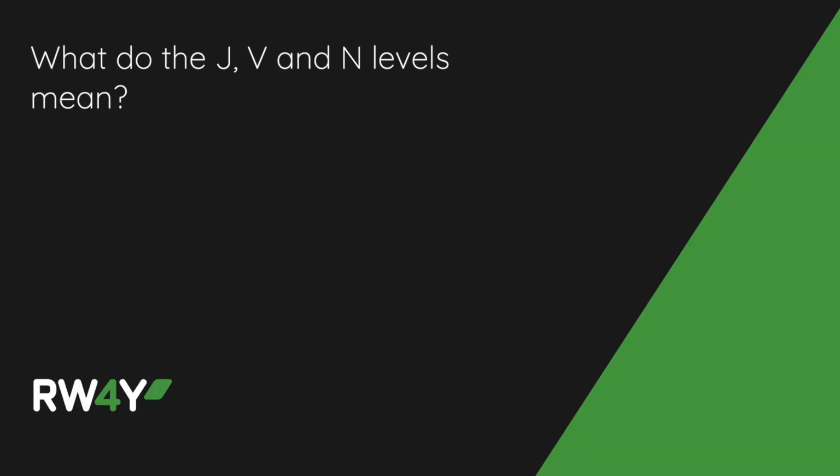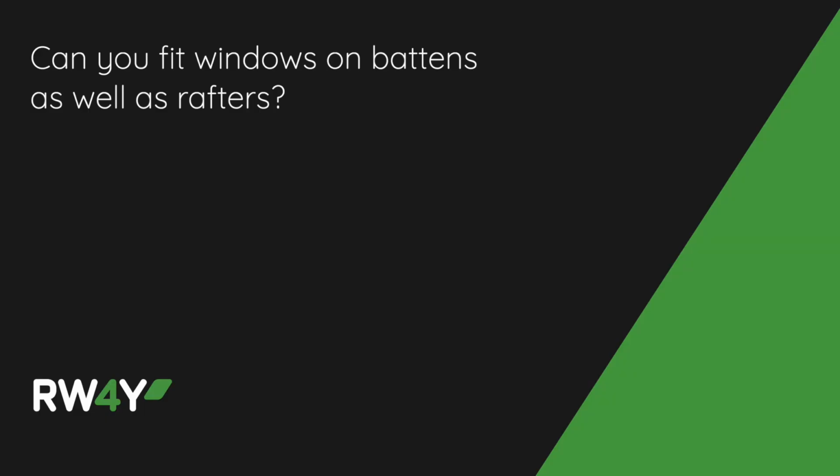What do the J, V and N levels mean? We have 3 levels that the window can be fitted. J, which means recessed, V, which means standard, and N means high level. If it's a slate roof or a conservation area, there may be a requirement that the window sits on the J level as it's the least visible. Just make sure your flashing code ends in the corresponding letter. So if your window needs to sit recessed, which is our J level, make sure that the code of the flashing ends in J.